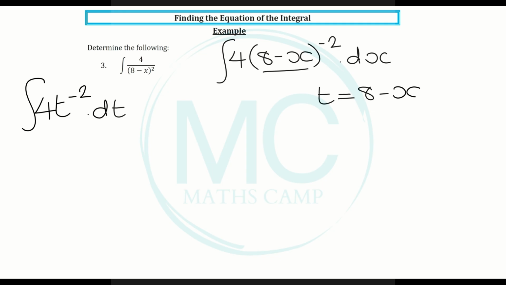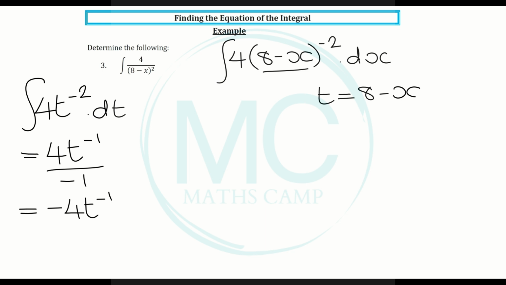Now we can integrate this. Remember that dt simply means in terms of t. So in this case, we're integrating the equation 4t with the exponent of negative 2 in terms of t. And we're going to get 4t with an exponent of negative 2 plus 1 gives us negative 1, all over negative 1. 4 divided by negative 1 is simply negative 4. So I have negative 4t with an exponent of negative 1.